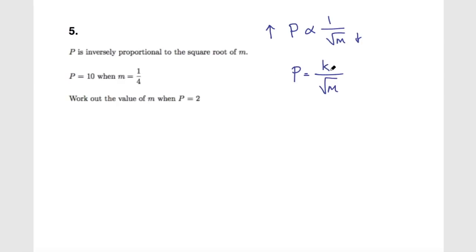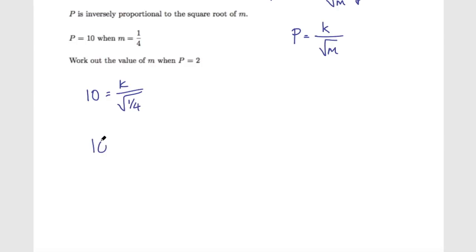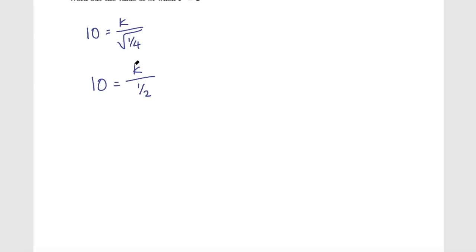That allows us to find k, and then once we have all of the values in this equation, we'll be able to solve for m. So starting off with p equals 10 and m equals a quarter, we can say that 10 equals k on the square root of a quarter. The square root of a quarter is like the square root of 1 divided by the square root of 4. The square root of 1 is just 1 and the square root of 4 is 2, so this is k over a half. And then if you divide something by a half, it's the same as multiplying by 2.